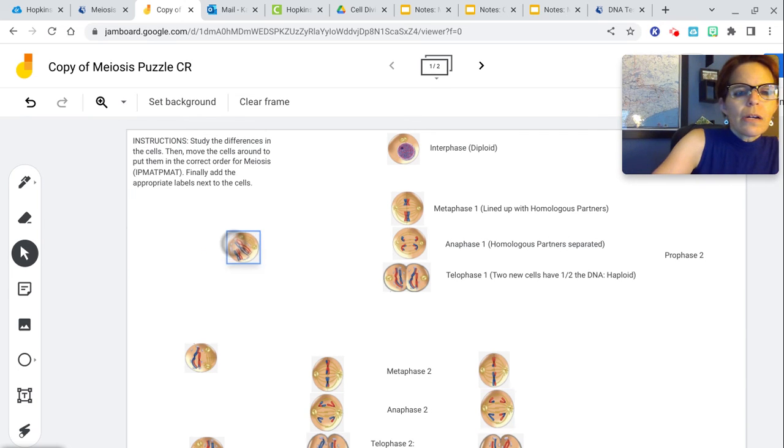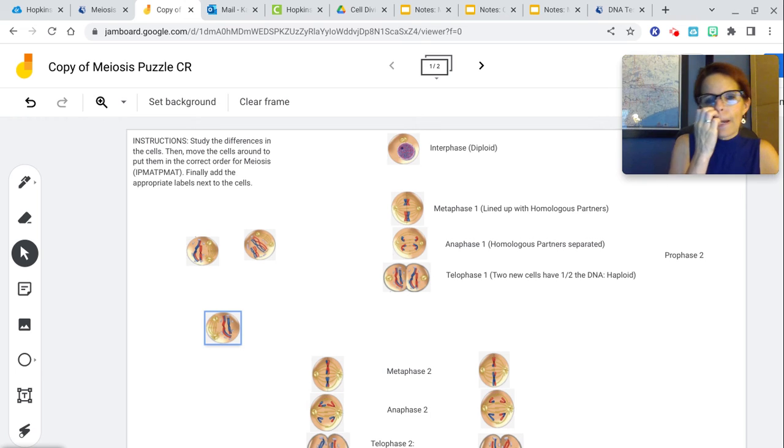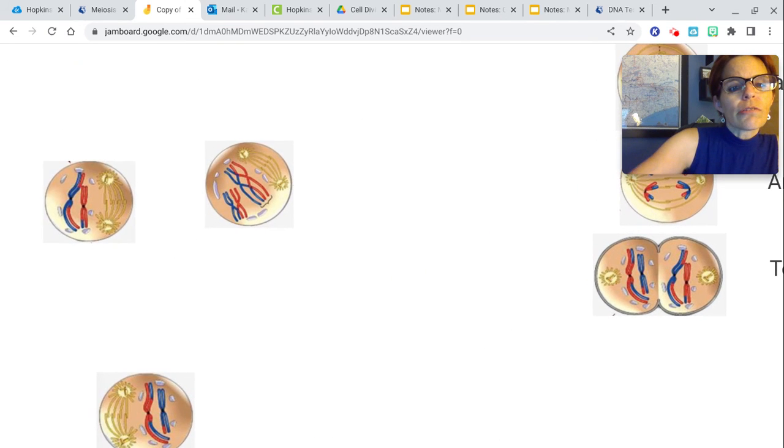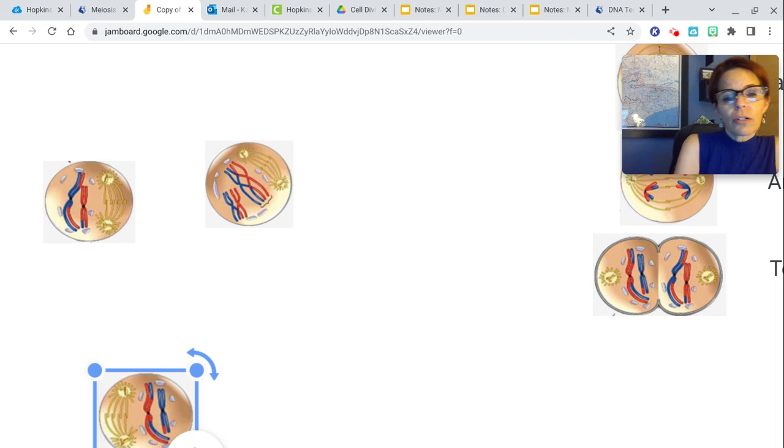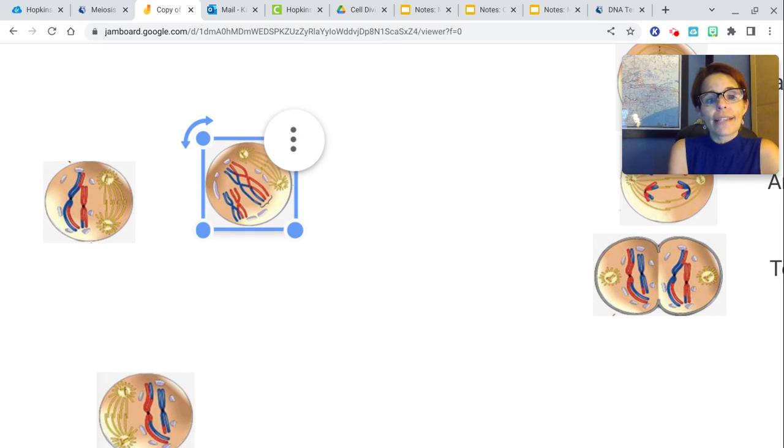All right, so all we have left now are the prophases. So we've got this cell, we've got this cell, and we've got this cell down here. What I notice again, if I look at them really closely, is that this cell still has 4 chromosomes in it, but this one only has 2, and this one only has 2. So the ones that have 2, they've already gone through cell division. They are haploid. They have half the DNA. So I'm going to guess that this one is the one that goes up at the top.